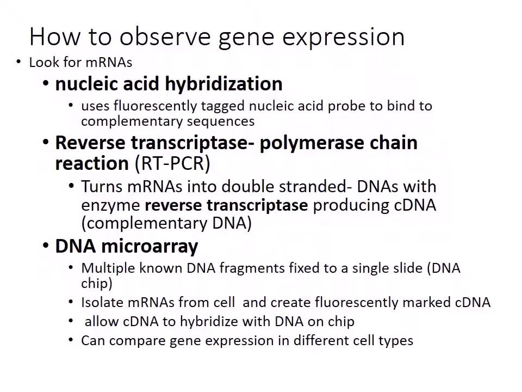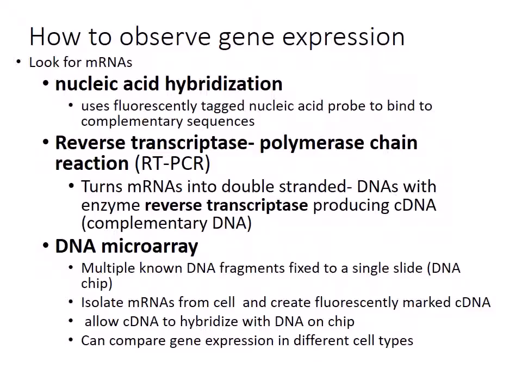So then how can researchers actually observe gene expression? Basically what they're going to do is look for the mRNAs in the cells, because if that cell has the mRNA, it likely has produced that protein. They can also look for the protein product, but we can look at the mRNAs and tell as well. So there's a couple different techniques they can use. They can use nucleic acid hybridization, where they use fluorescently tagged nucleic acids to probe and bind to complementary sequences, and then we can see what's fluorescing in these organisms.